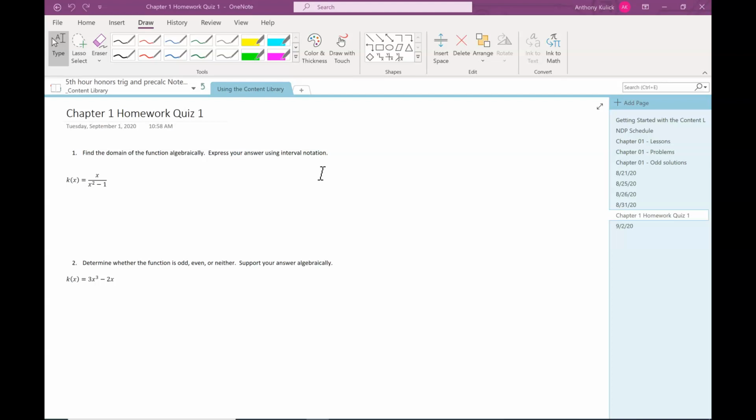That's one of the nice things about OneNote, it's easy to make a PDF out of whatever you have there.